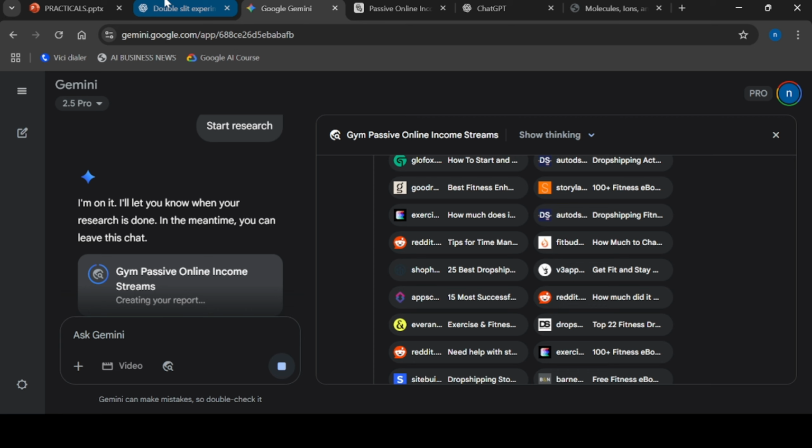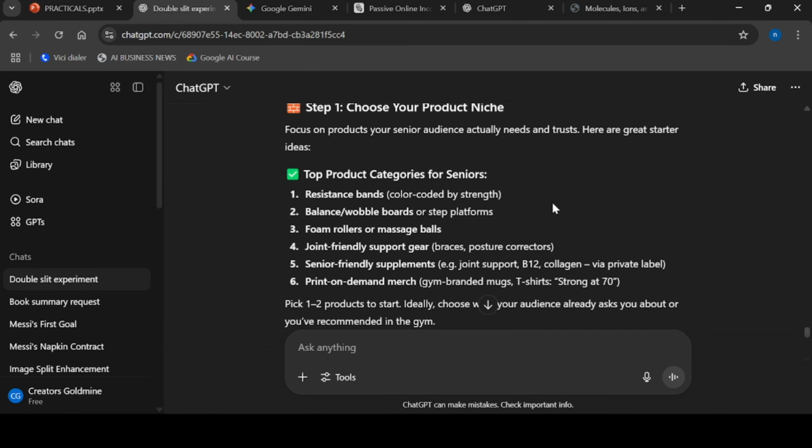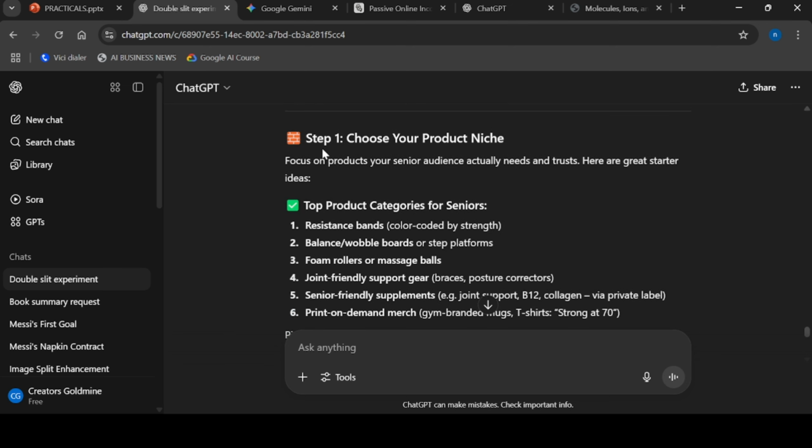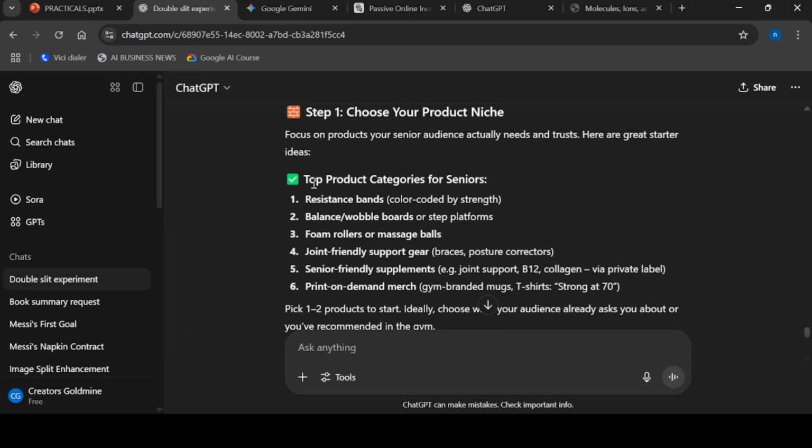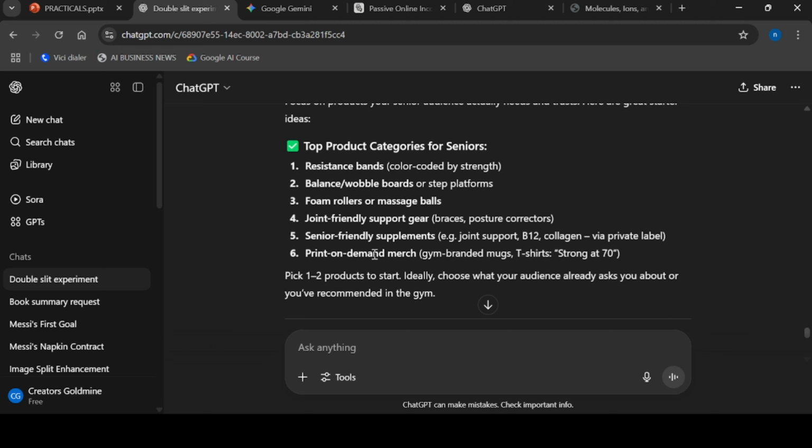It's taking time because, like I said before, it's going online to different websites to gather sources of information and give you the best. But the first is not always the best. Poke it more, poke it more. So, like I said, you can just come up now to say, okay, look through this. Top product categories for seniors: resistance bands, color-coded by strength, balance boards, senior friendly supplements, print on demand merch. Pick one or two products to start. Ideally, choose what your audience already asks you about or what you've recommended in the gym.